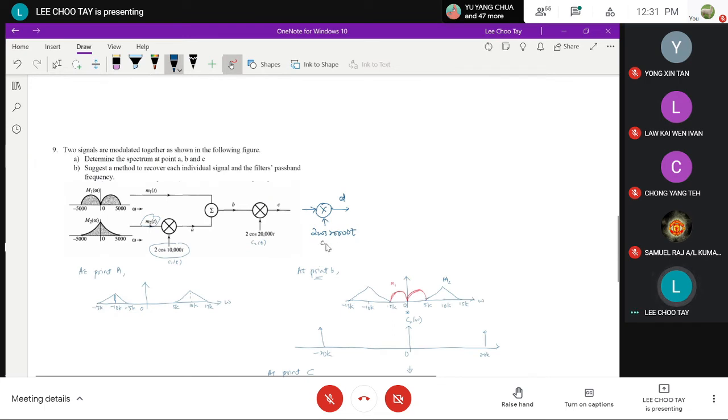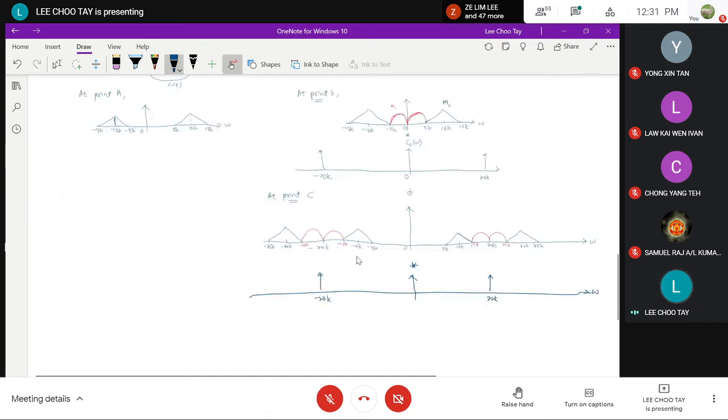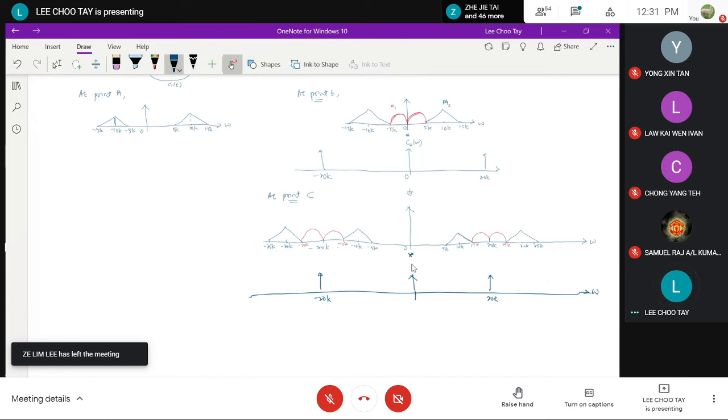And this one, let's say, is a cos ωct. So this is my carrier, cos ωc. Now I multiply. Let's look at the magic after we multiply in time domain. So what's going to happen at point D?